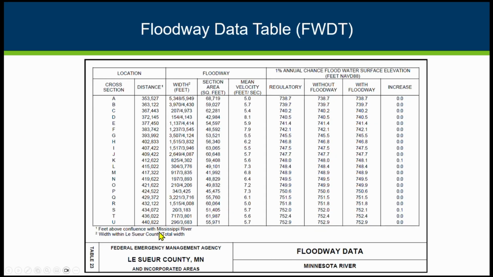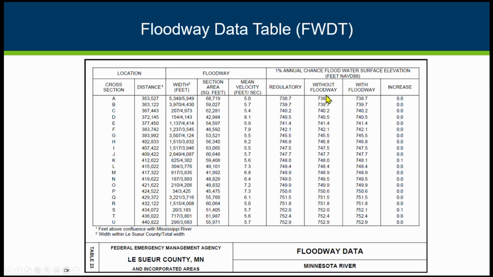For those streams and rivers where we've got detailed studies, they're going to have a floodway data table. And those tie into the cross sections on the maps. They've got data for each of those cross sections. We'll get into some of this, but in general, the parts that for regulatory purposes we're looking at would be that regulatory column, and that may or may not include impacts from backwater of a downstream river, like if a stream's going into the Mississippi or the Minnesota River, there may be backwater and you want to be using this regulatory column.